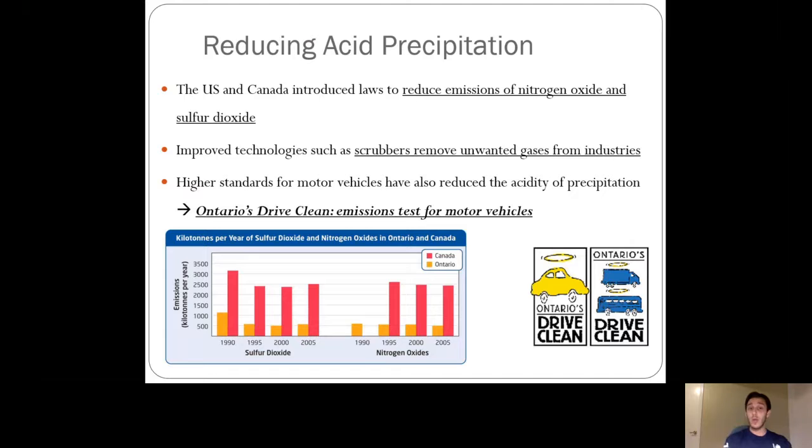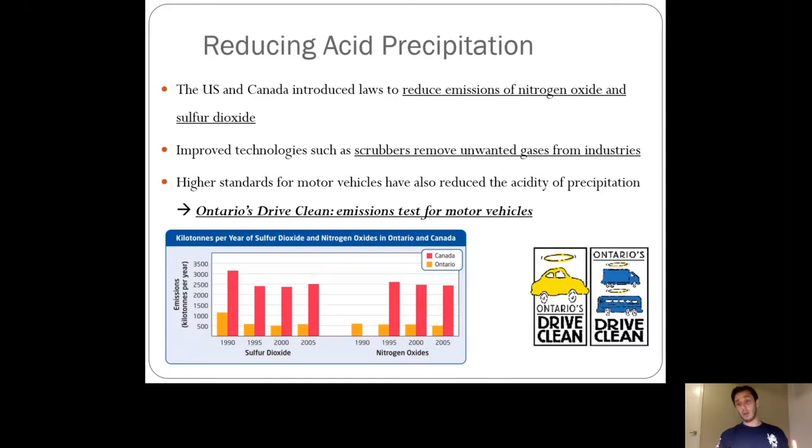In Ontario, we have the Drive Clean program. What that means is that after a certain period of time of owning your car, you have to get it Drive Clean tested. You have to go get it emissions tested. And maybe you've heard your parents talk about having to take their cars to get emissions tested.